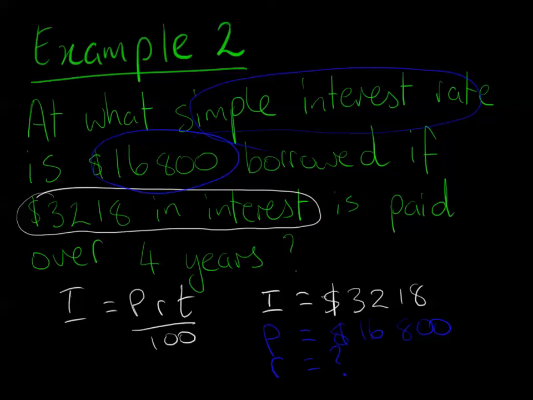And T, a number of time periods. Well, here we're dealing with 4 years. Because the question doesn't actually ask whether or not it wants us to figure out the simple interest rate per annum, per month, or per day, we're going to assume that it's asking us to find per annum. So we're going to say the number of time periods is 4.